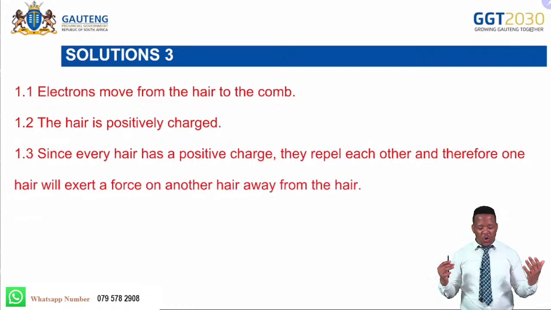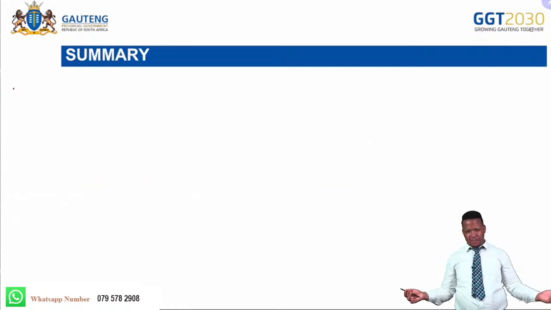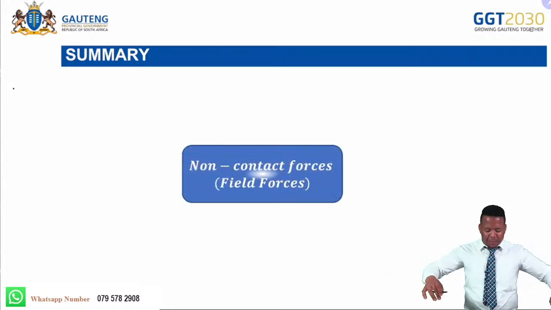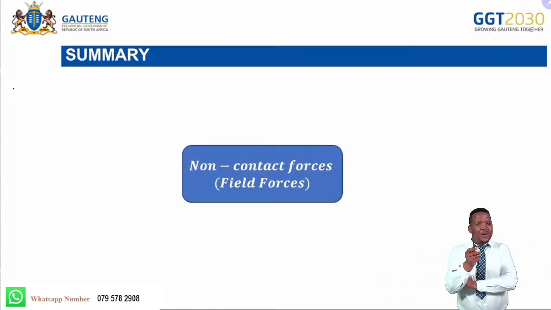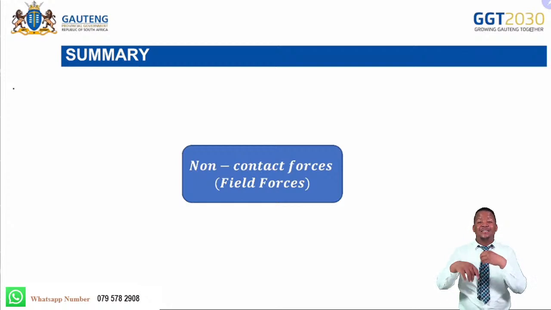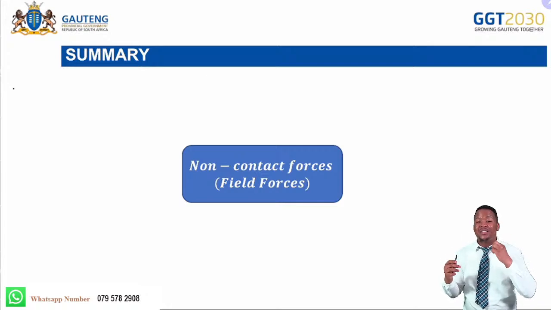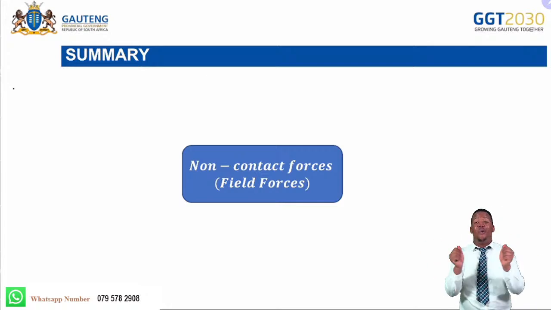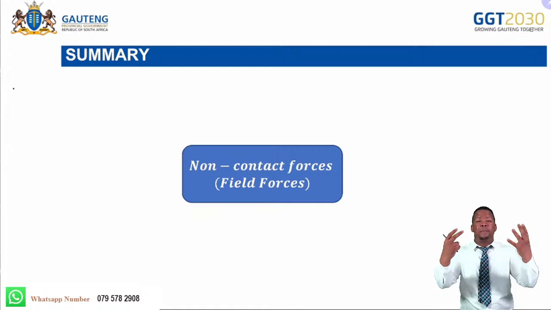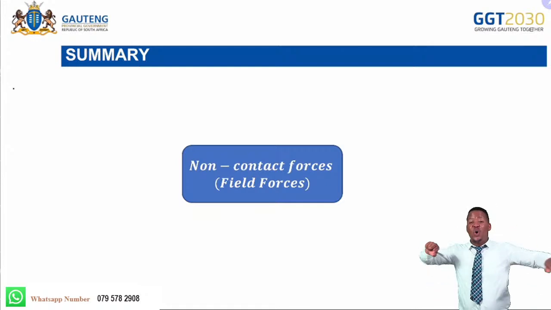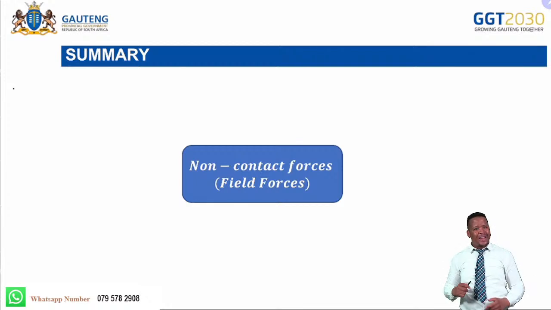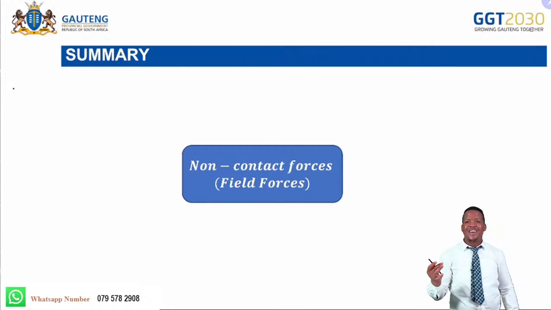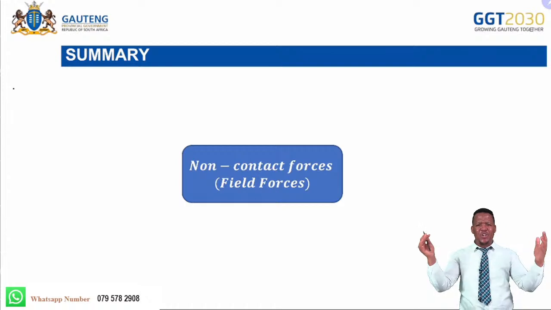So how do we conclude our lesson? The summary: non-contact forces. Do you remember the non-contact forces? They are the type of force exerted on each other without contact, without touching one another. A non-contact force is a type of force that exists between two objects through space whenever there is no contact. Do you remember the examples of non-contact force? Can you remind us as we are concluding?